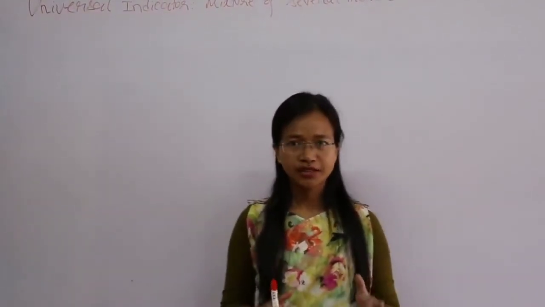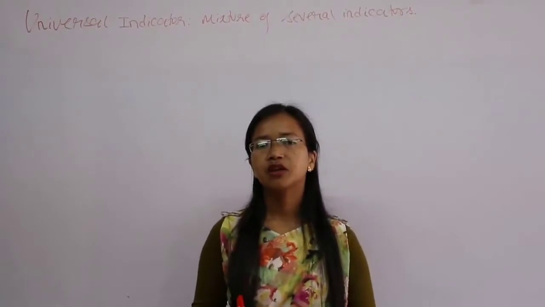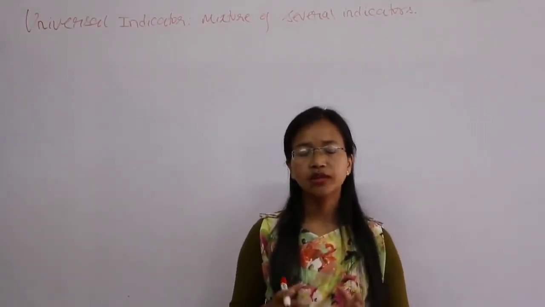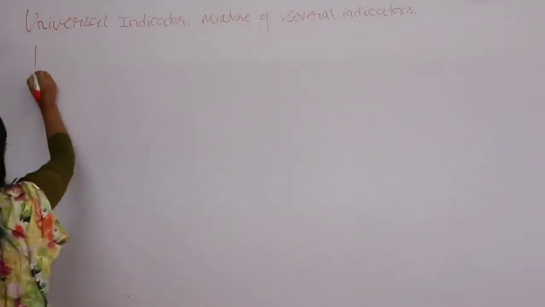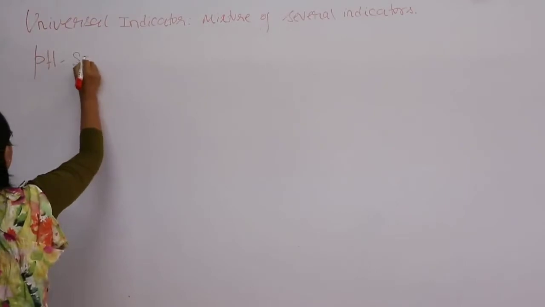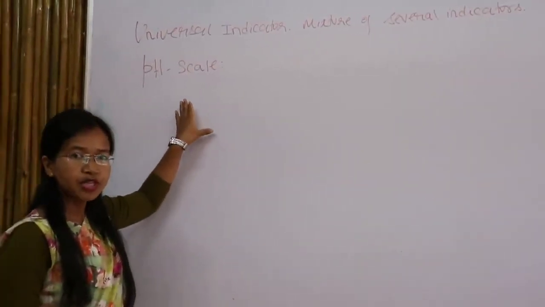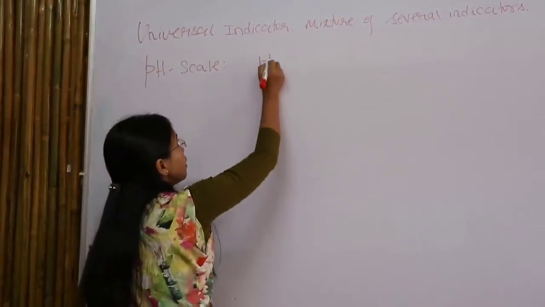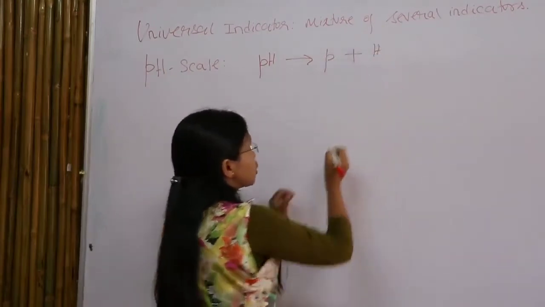Alright, and this universal indicator has a scale which measures the concentration of hydrogen ion, and that scale is known as pH scale. Right. So this pH scale has two terms, that is from pH we have P and H.